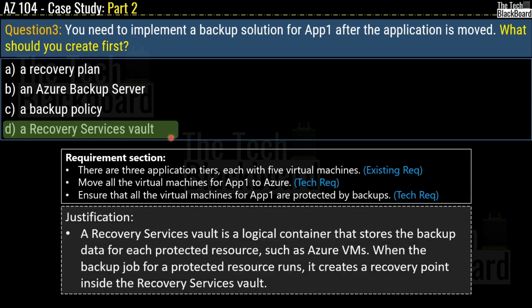So what is the justification for this? The justification says that a recovery services vault is a logical container that stores the backup data for each protected resource, such as Azure virtual machines. When the backup job for a protected resource runs, it creates a recovery point inside the recovery services vault. So that's why we have chosen a recovery services vault.